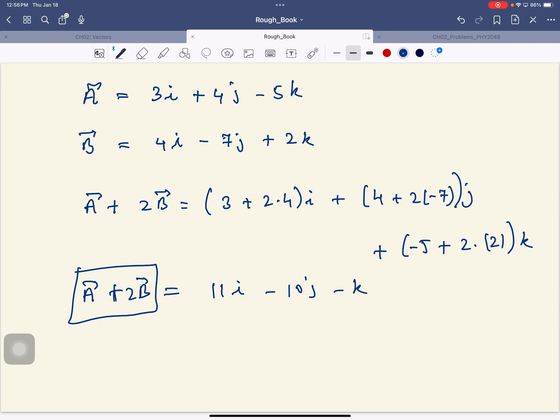Now you see the point of writing vectors in component form. Now you can do algebra very easily. So now you've learned how to add and subtract vectors. What else is left? Multiplying vectors, and we'll get to that.